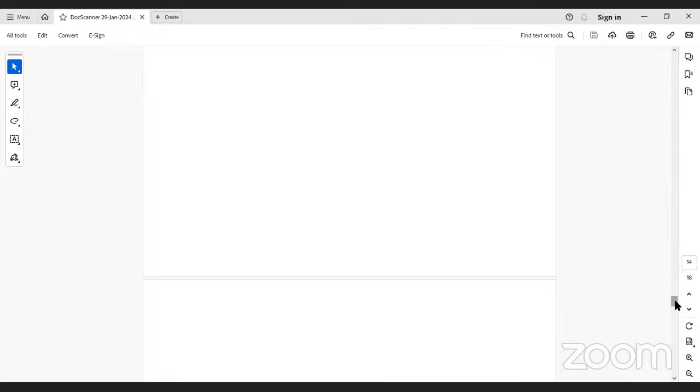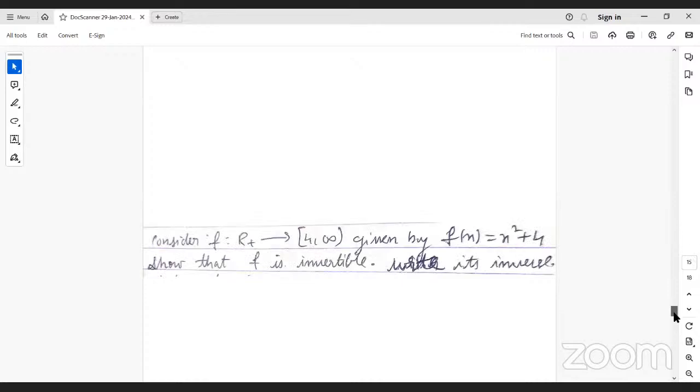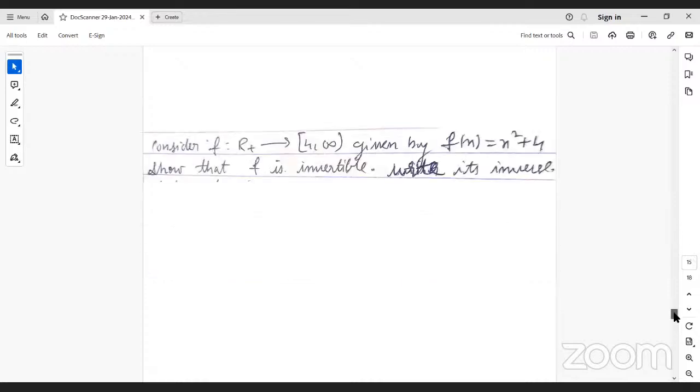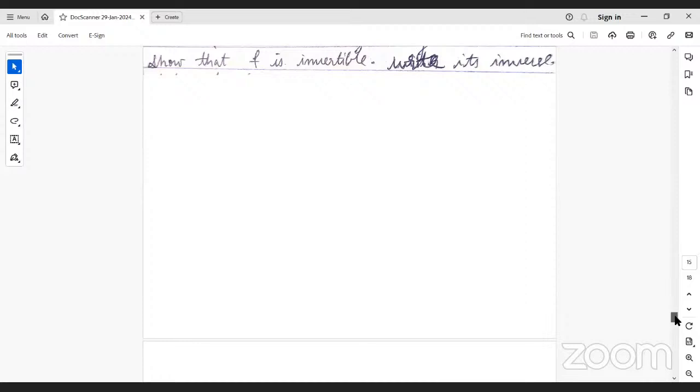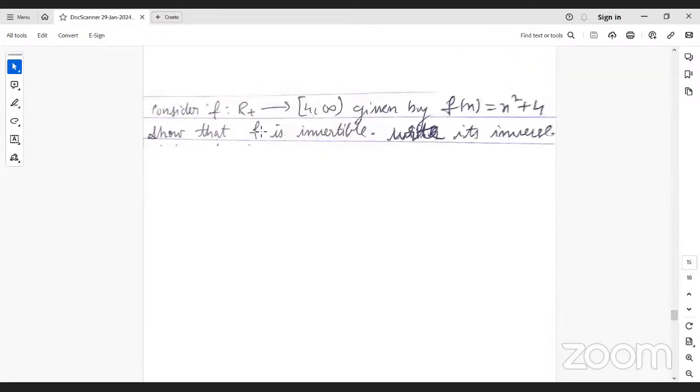Okay, so next question. This question you all tried for homework. Consider f is a function from R plus to 4 comma infinity, given by f of x is equal to x square plus 2. Show that f is invertible and write its inverse.